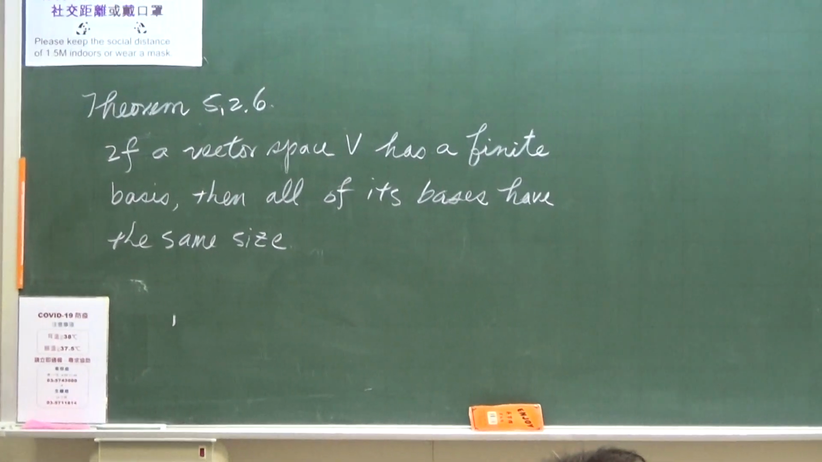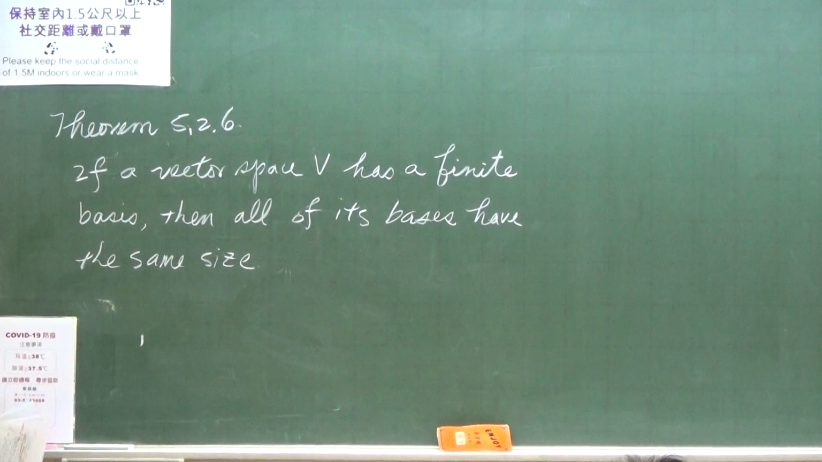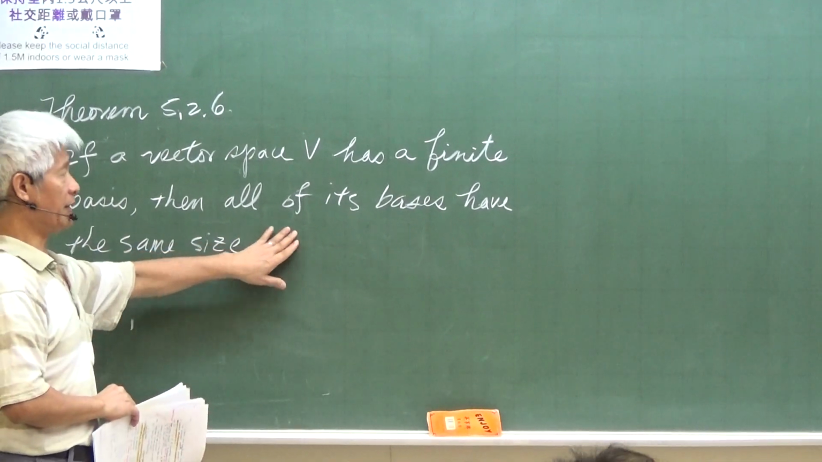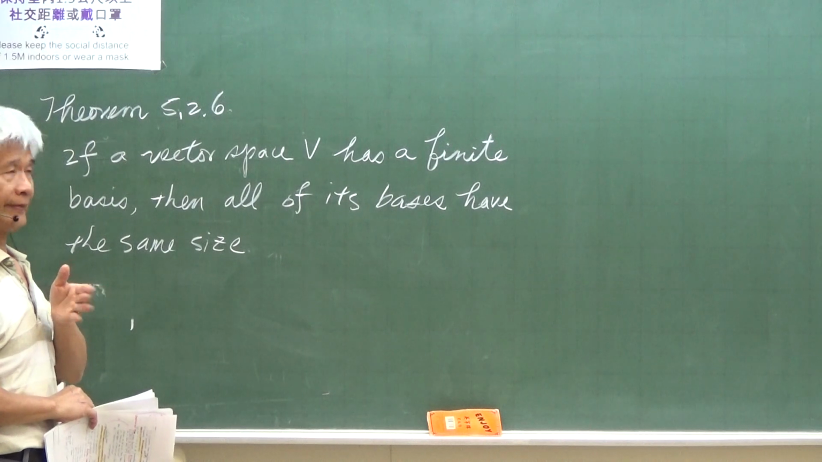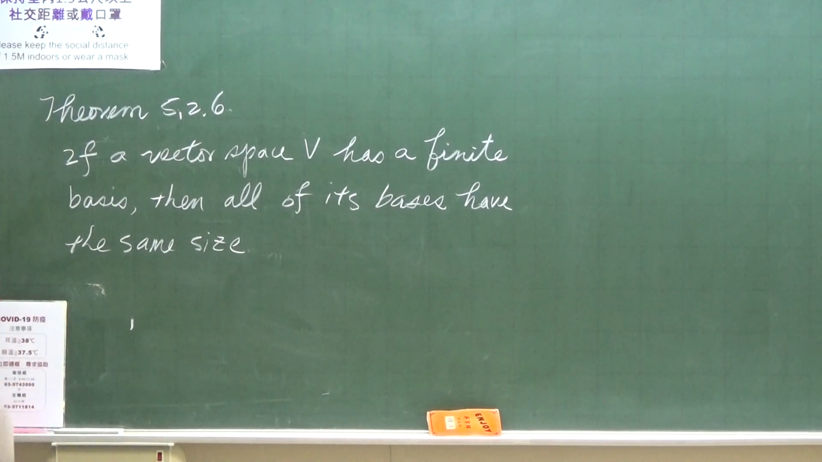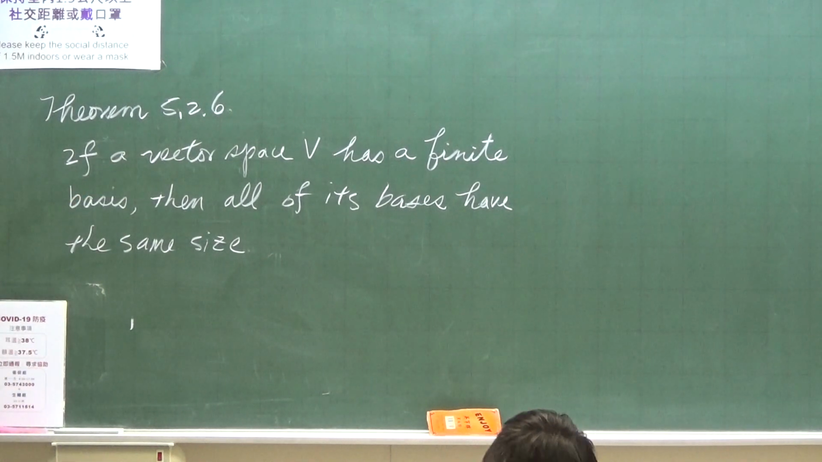that it has a basis. This basis consists of a finite number of vectors. Then all of these bases have the same size. Okay? So for example, if a vector space has a basis which consists of 10 vectors, then if you find other bases for the same vector space V, all the bases have 10 vectors.